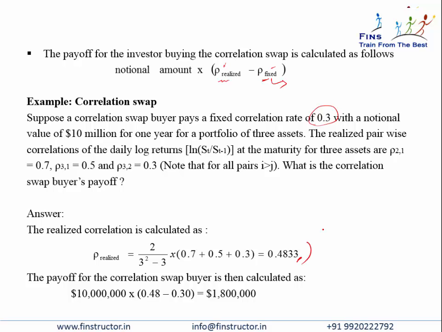How this formula comes, what is the derivation, you don't have to worry about it, guys, it's beyond the scope of the curriculum. You have to remember the average correlation, so to say, of the portfolio will be calculated as 2 upon n square minus n, where n is the number of assets, times the summation of the correlation between the individual assets. Don't double count, only once. So 0.48 is the realized correlation and 0.3 is what he had guaranteed. So he's in the money. He's going to pay based on 0.3 and he'll receive 0.48.